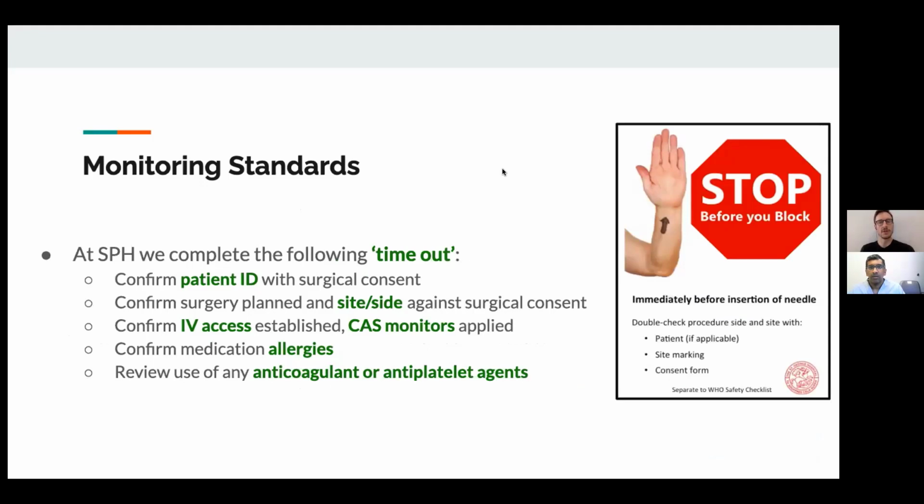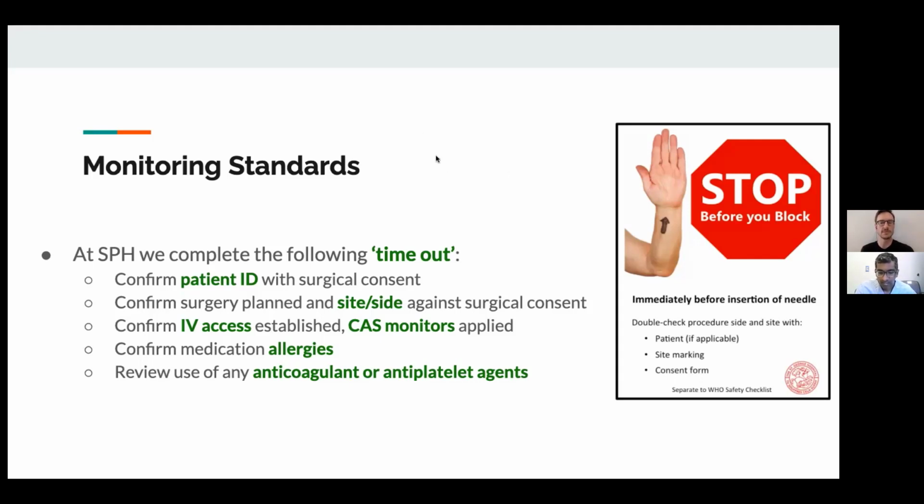So prior to doing our blocks, we do a timeout procedure. And now our block room can get quite hectic and busy. Some days we might be doing 12, 14, 16 blocks in a day. So the chance of an error occurring is potentially higher in that situation. If you're just dealing with one operating room list and one patient, maybe it's less likely, but nonetheless, it's probably a good habit to be in.